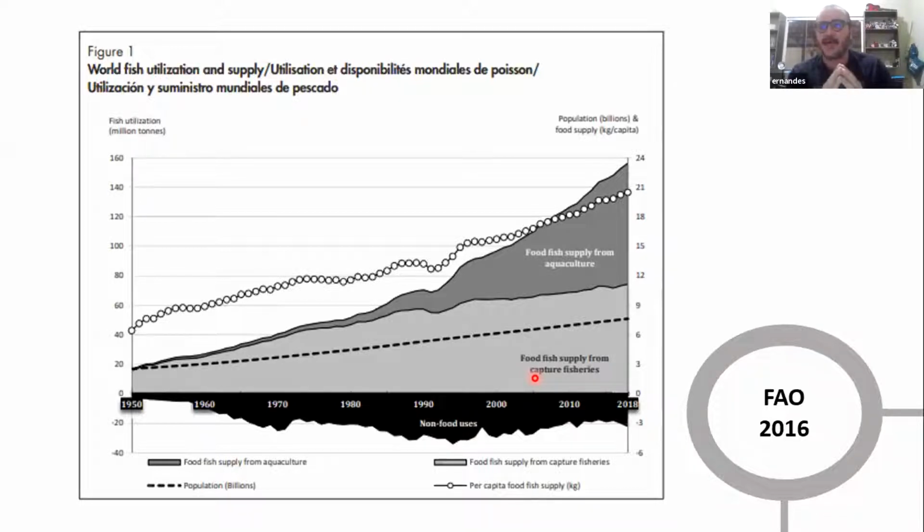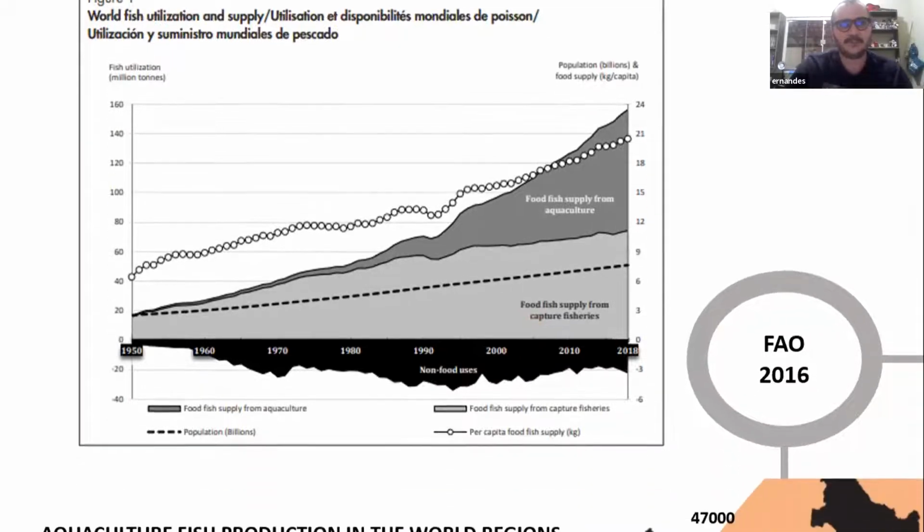And this aquaculture pond production is increasing a lot from the 50s to nowadays. It increased like 80 times from the 50s, while the population only increased like 3 times. Then if you divide, we have something like 20 kilos per person per year of fish produced in aquaculture ponds, right? And this is really increasing. That's what we see here.